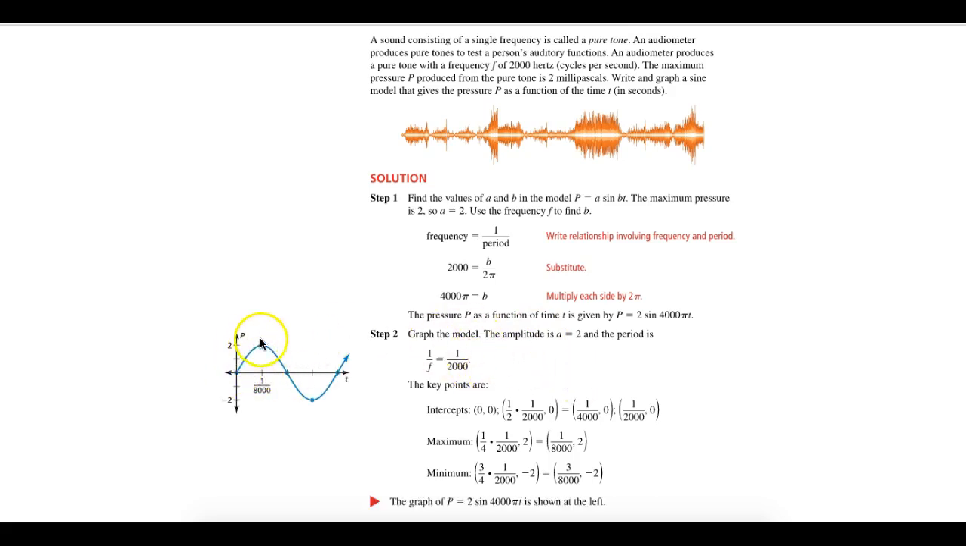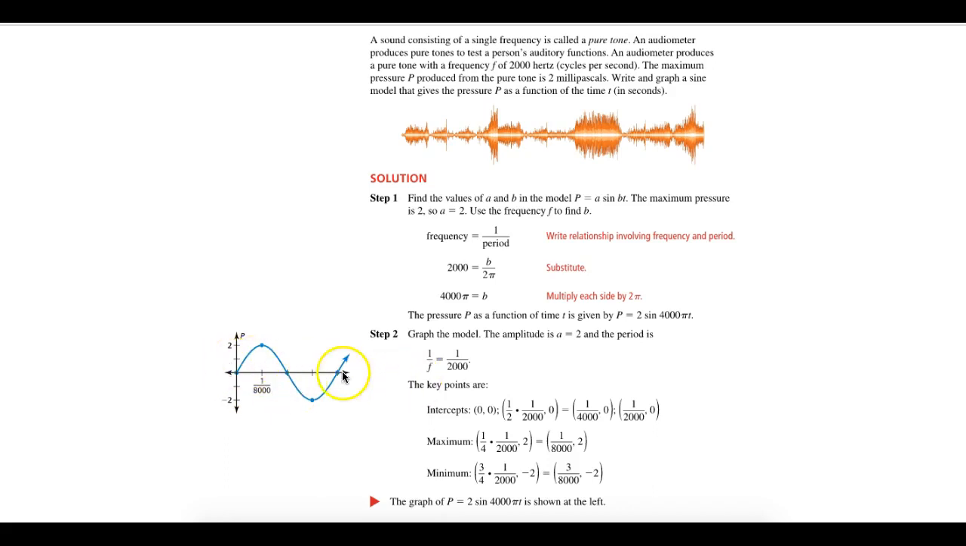Now notice, the sine curve looks exactly the same, except the only difference is, look at our interval right here. Our maximum is at 1 over 8,000. Our midpoint is at 1 over 4,000. Our minimum is at 3 over 8,000. And our final midpoint is at 1 over 2,000. So this is a very short period of time, a short interval right here.